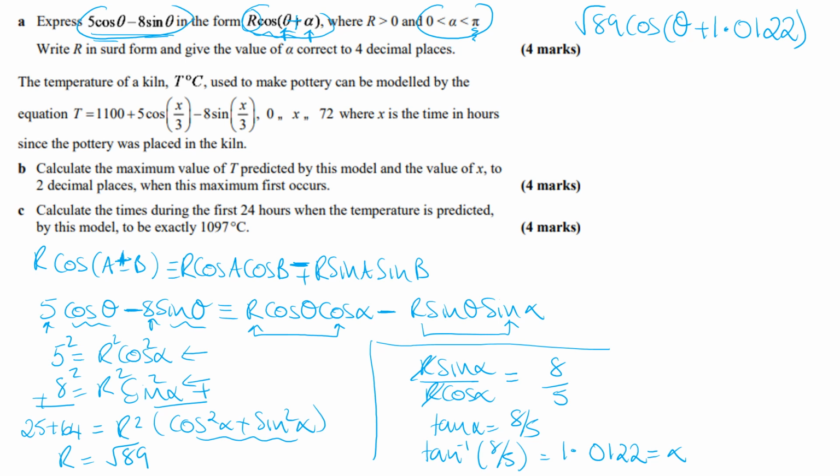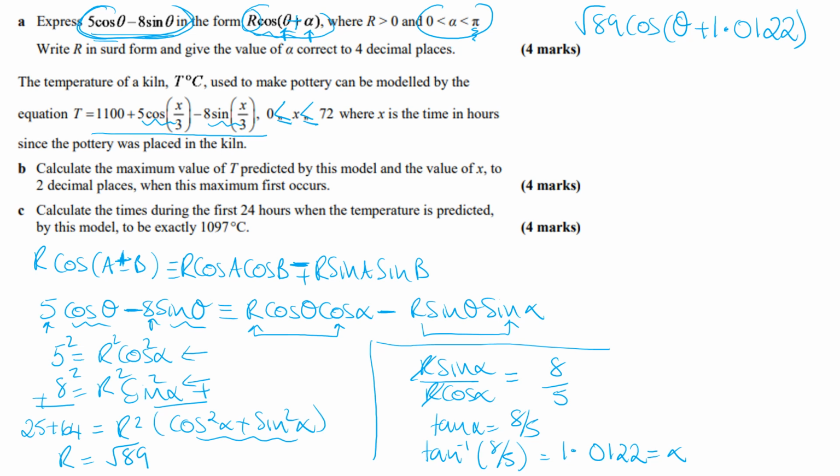Now, the way these questions work, you're usually given a situation now that involves what you've already worked out in part A. And we can see that in part B, this equation here is modelling the temperature of a kiln, 1100 plus 5 times cos of an angle minus 8 sine of an angle, which is exactly what we've been working on in part A. There's a typo here. It should be that X is varying, where X is the hours that the pottery is in the kiln, and we can see it's in there for 3 days.